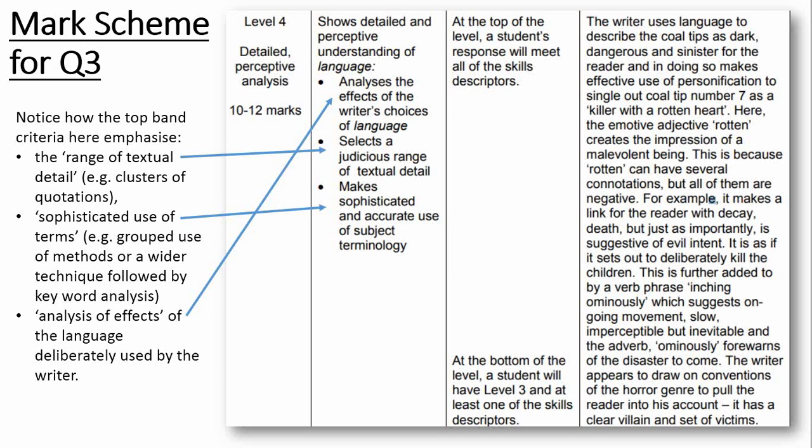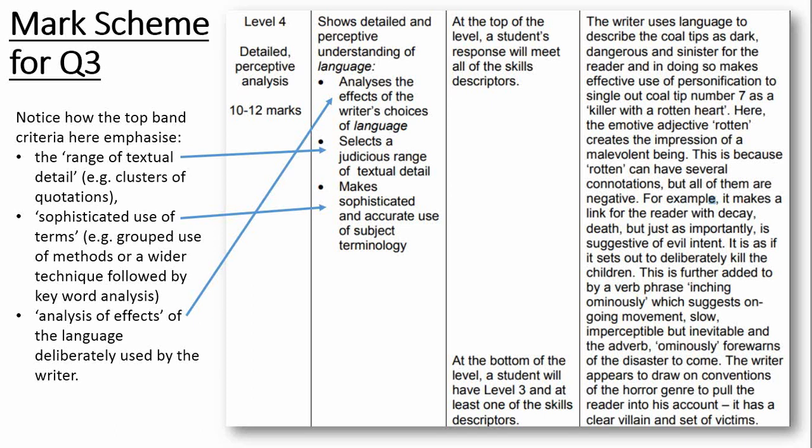Notice it says how the top band criteria emphasise the range of textual detail, by which we're talking about clusters of quotations. And the idea of the judicious range, again, we're looking for short, sharp, pertinent quotations. The second bullet point talks about the sophisticated use of terms, i.e. things like grouped use of methods, or a wider technique followed by analysis of particular keywords, like particular verbs, within that.